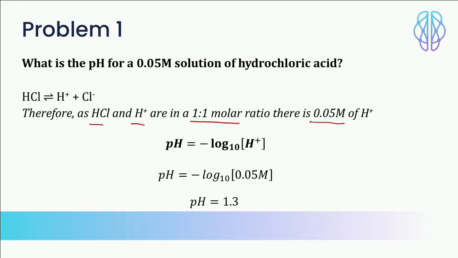Next, we write our equation. This is a very important step, and you could lose marks if you don't write your equation. Then we show substitution. So pH equals negative log of 0.05. Next, put it into your calculator and round to the correct significant figures, in this case 2.